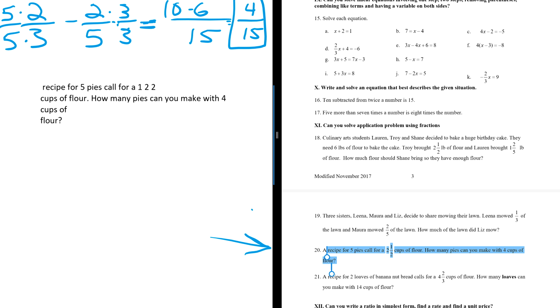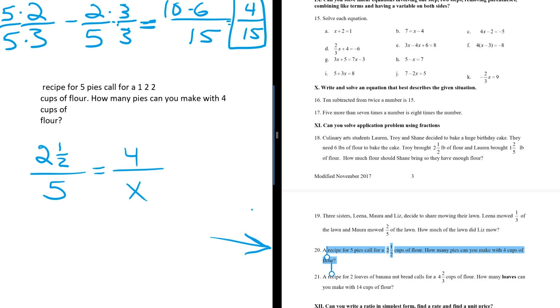All right, so let's see. A recipe for 5 pies calls for 2.5 cups of flour. How many pies can you make with 4 cups? Interesting. So this sounds like a proportion problem, because you've got 2.5 cups of flour for 5 pies. And they want to know how many pies you can make, that's the X, with 4 cups of flour. All right, so this is my problem.